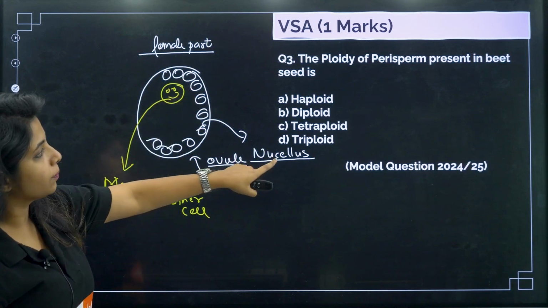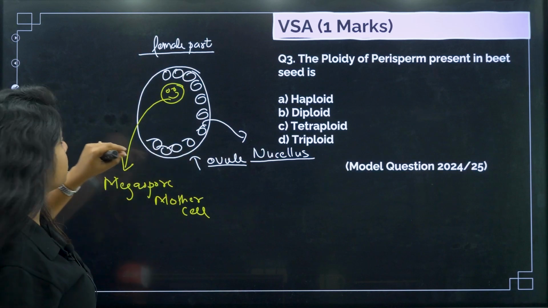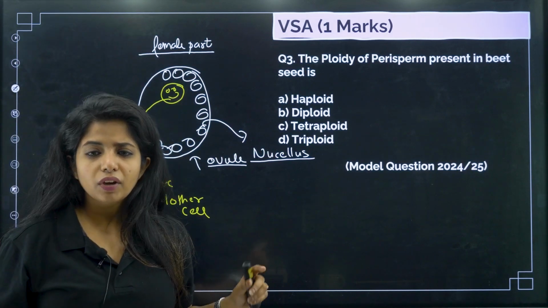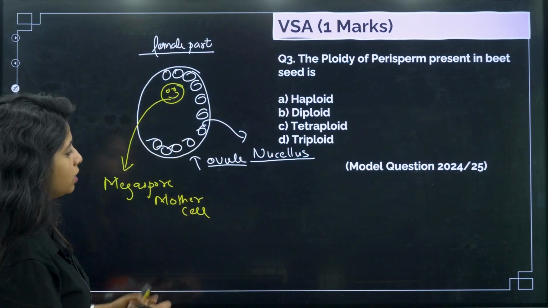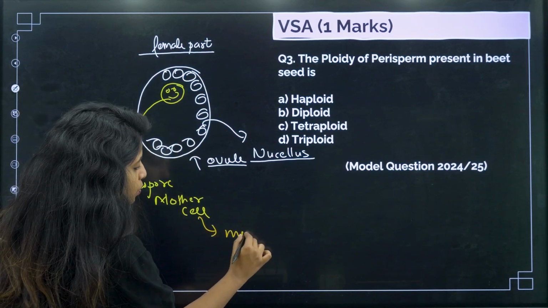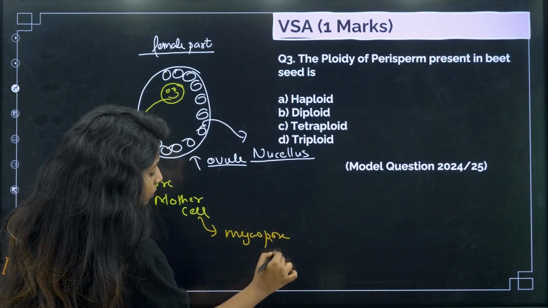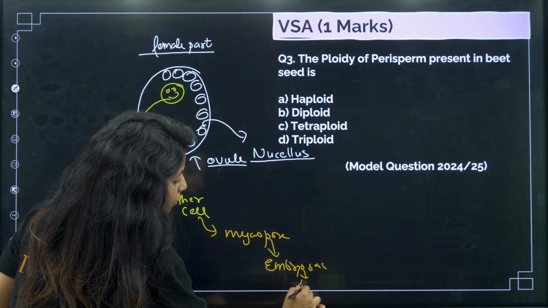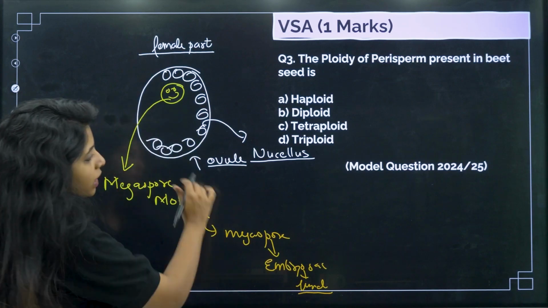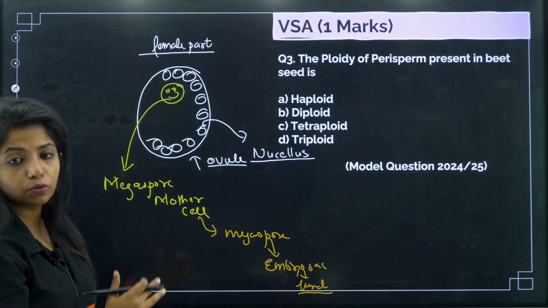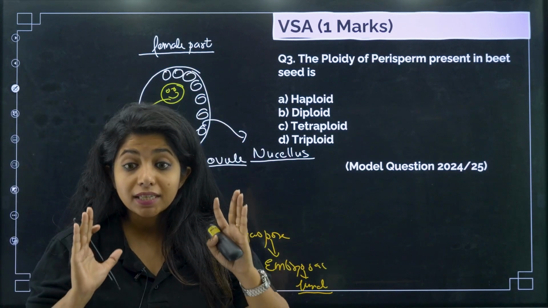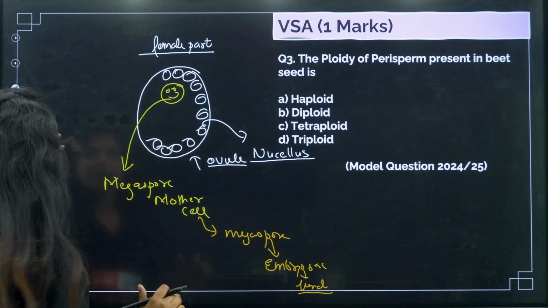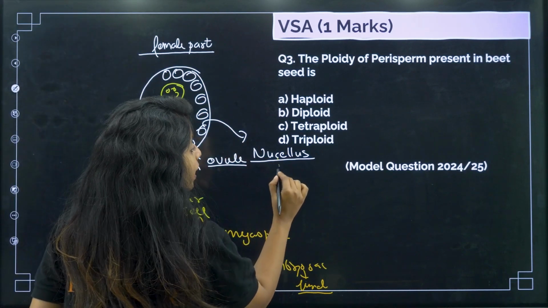So this nucellus is used up, it somehow degenerates. The megaspore mother cell will form a megaspore, and then later will form the embryo sac, and the embryo sac will have the female gamete. During the whole process, the other cells of the nucellus get degenerated. But in some plants this nucellus stays just like that, and it will provide nourishment.